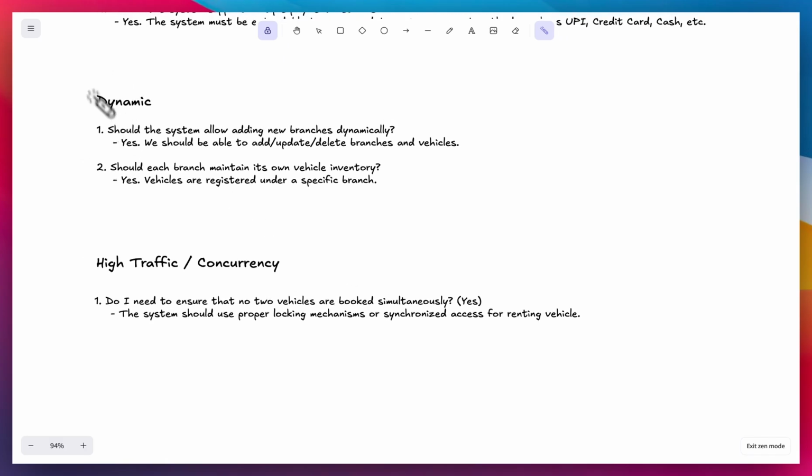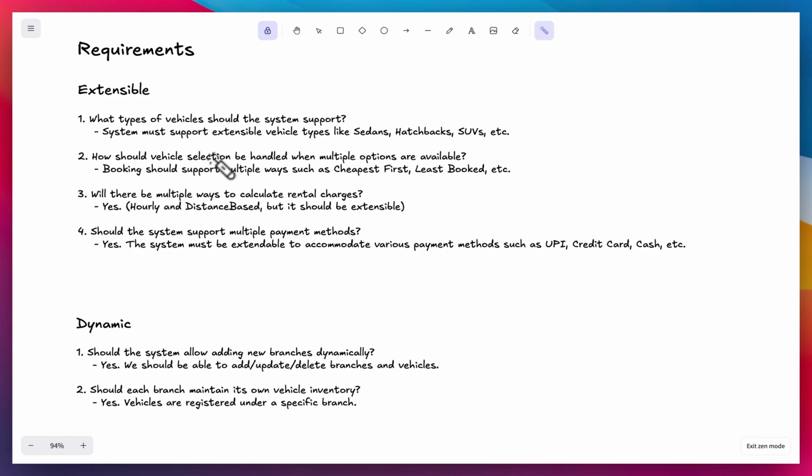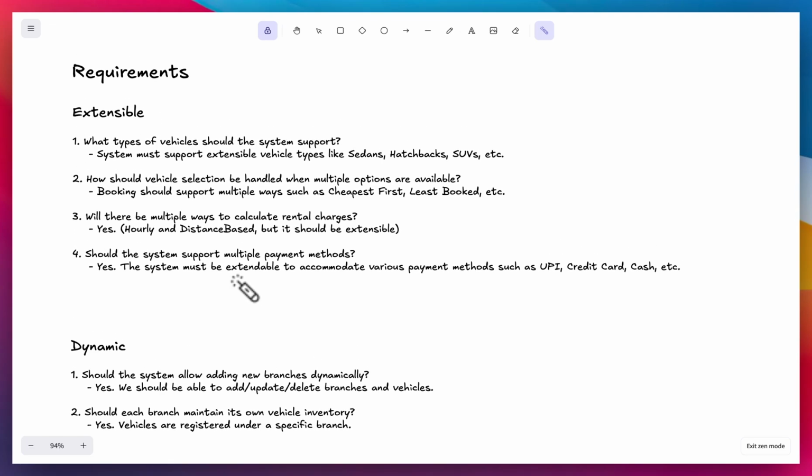So let's try to note down more entities. In this point, branches could be one more entity. And in the second point, that is over here, should each branch contain its own vehicle inventory? Okay, so there is no more entity, and over here as well, no more entity. So I hope now you know which all entities would be there. Okay. So now let's check out the class diagram and try to connect those entities and establish a flow for booking a vehicle and submitting a vehicle.